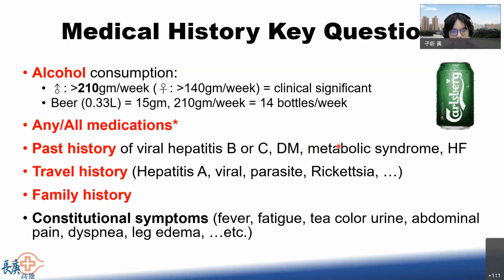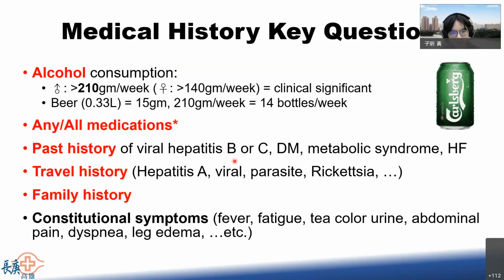And as previously mentioned, any or all medications may have hepatotoxicity. So when you take history, you want to ask if the patient is taking any medications regularly, or maybe they took some new medication. And past history of viral hepatitis B or C is very important. If the patient has DM, metabolic syndrome, or heart failure, these are also some etiologies of hepatocellular injury.